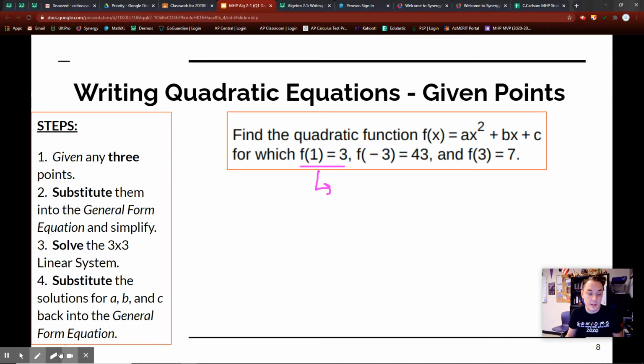What is this point? Actually, let me just erase that, and let's just do this instead. What is this point? This point right here is (1, 3). This point right here is (-3, 43). This point right here is (3, 7). So with those 3 points, that's all really the setup that we need.